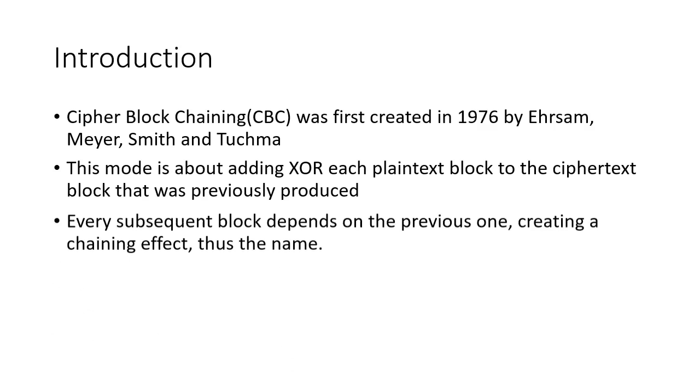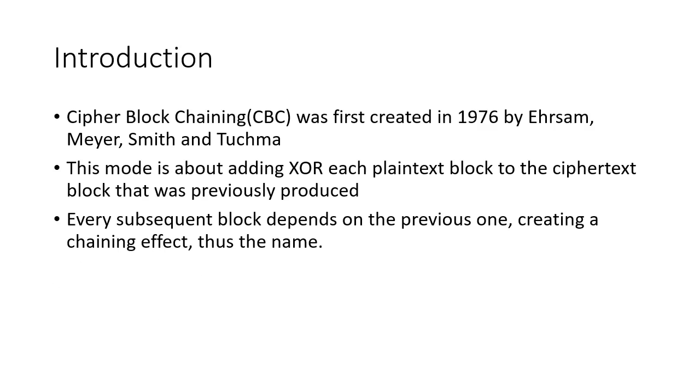The result is then encrypted using the cipher algorithm in the usual way. As a result, every subsequent ciphertext block depends on the previous one, which creates a chaining effect. The first plaintext block is XORed with a random initialization vector, commonly referred to as IV. The vector has the same size as a plaintext block.